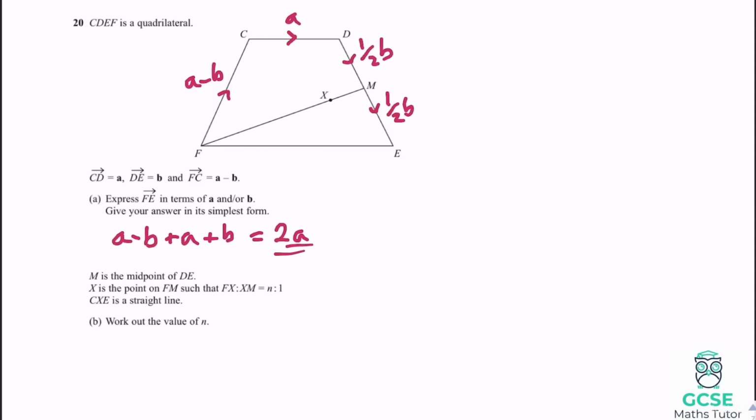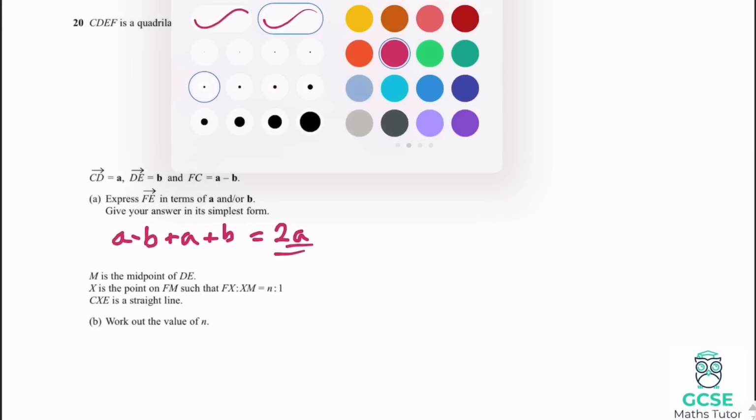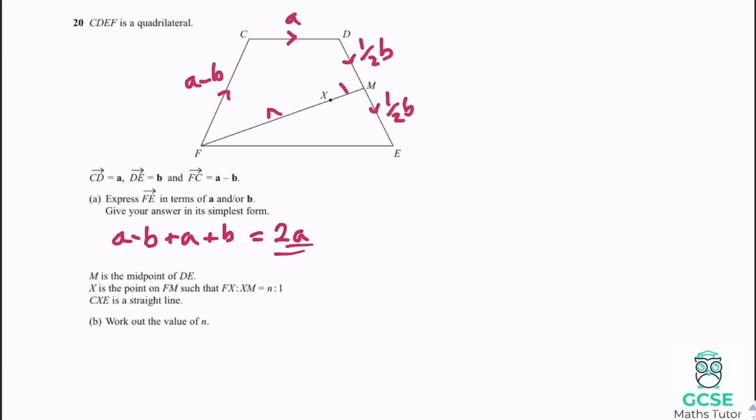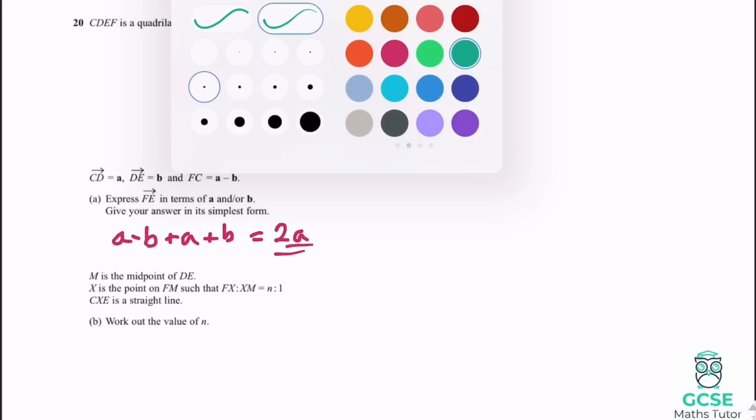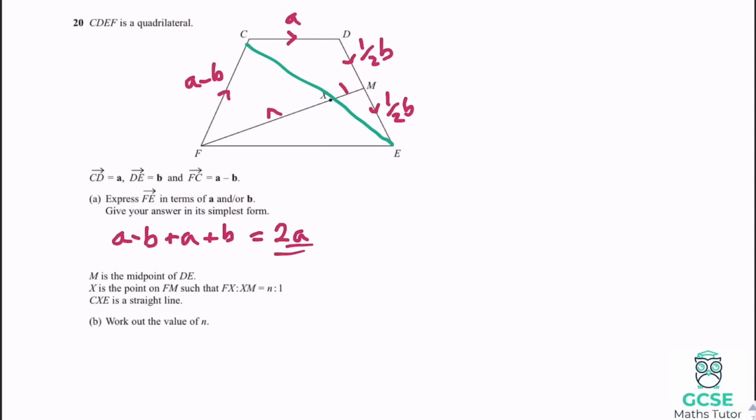Then it says m is the midpoint of DE. X is the point on FM such that FX to XM is n to 1. So we can label that if we want. We can say this is n, this is 1. And then it says CXE is a straight line. So we need to try and draw in a little straight line here, obviously using a ruler and a pencil, going from E to C. So we've got a little straight line there. And then it says work out the value of n.